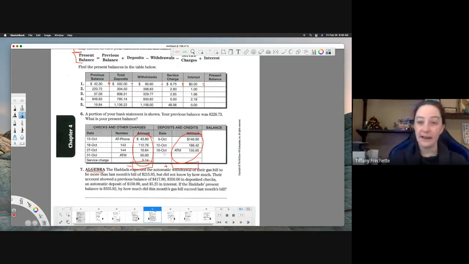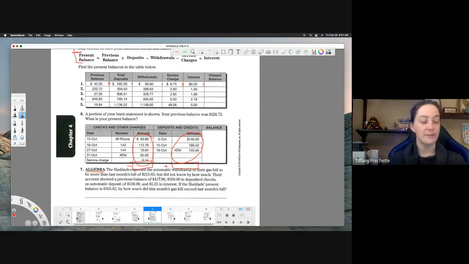And it's an automatic withdrawal. Could they log into their gas bill company probably and look? Maybe, but so their account showed a previous balance of $417.80, $350 in deposits, an automatic deposit of $150, and $5.25 in interest. If the Haddads' present balance is $555.82, by how much did this month's gas bill exceed last month's bill?